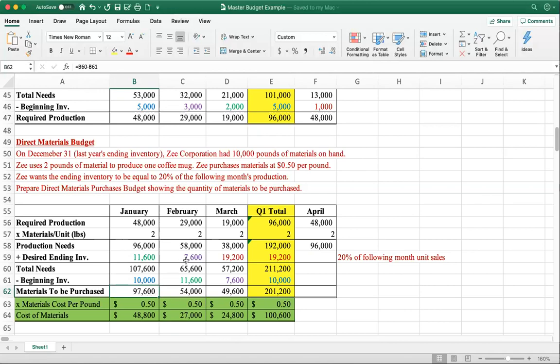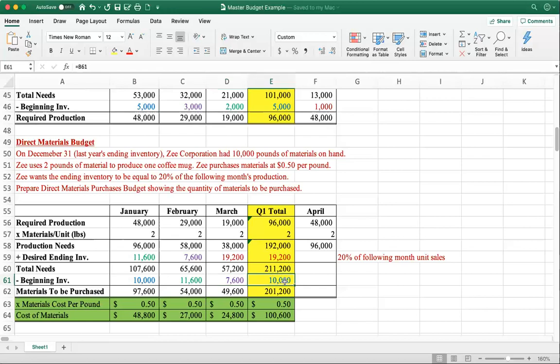And then your beginning inventory for February is the ending inventory of January, just like you did in the production budget. Similarly, you are doing the raw material budget. The ending inventory of last month is the beginning inventory of this month. The ending inventory of February, which is 7,600, becomes the beginning inventory of March. So you subtract that and you will get 97,600 for January, 54,000 for February, and 49,600 pounds for March. So this is how much material you needed in each month.